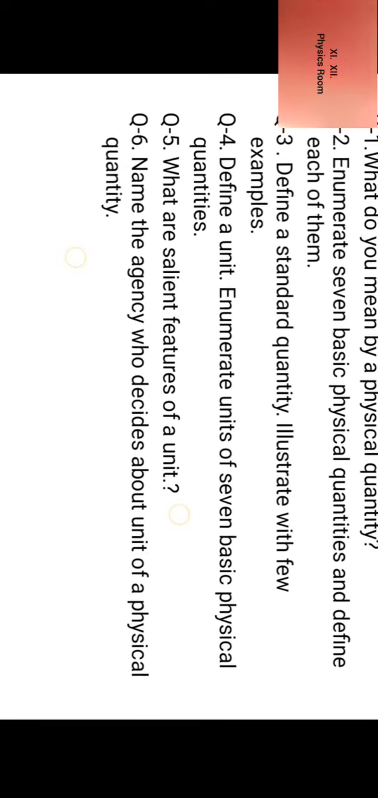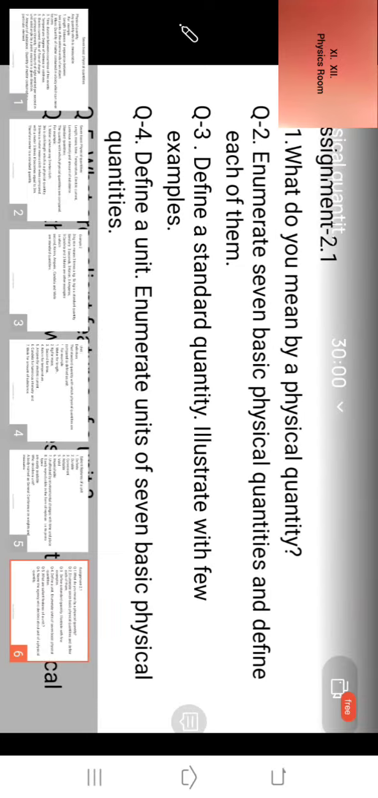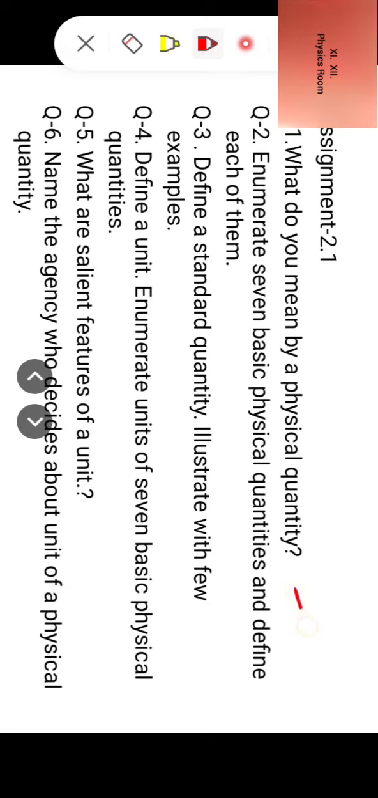Now, we come to assignment 2.1, the first assignment of chapter 2. Question number 1. What do you mean by a physical quantity? Question number 2. Enumerate 7 basic physical quantities and define each of them. Question number 3. Define a standard quantity. Illustrate with few examples.